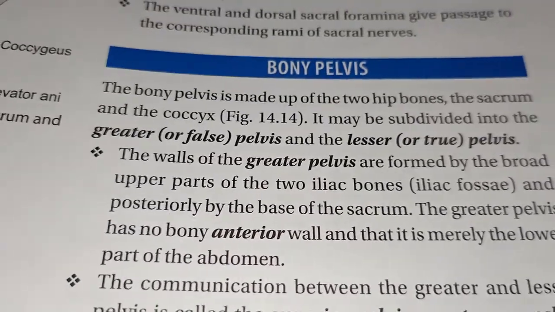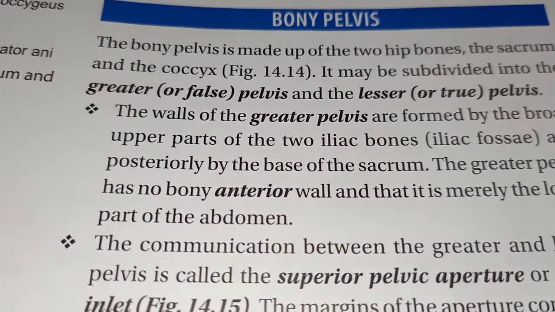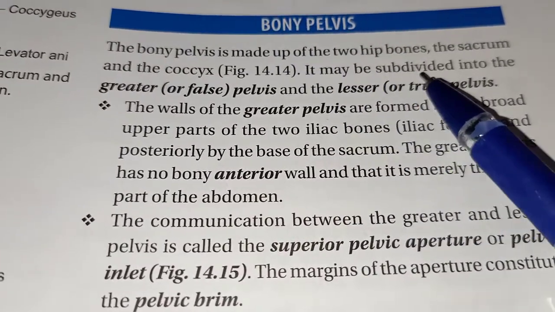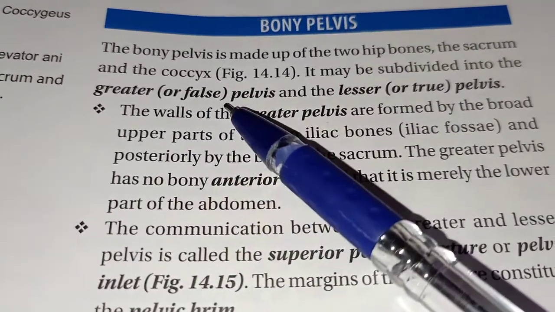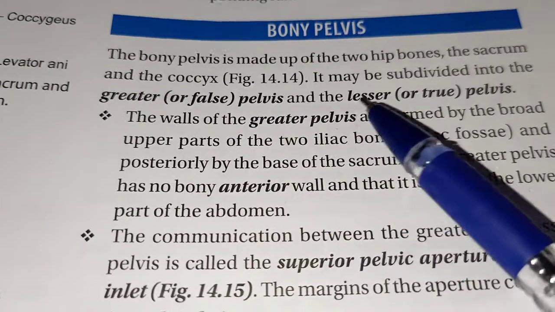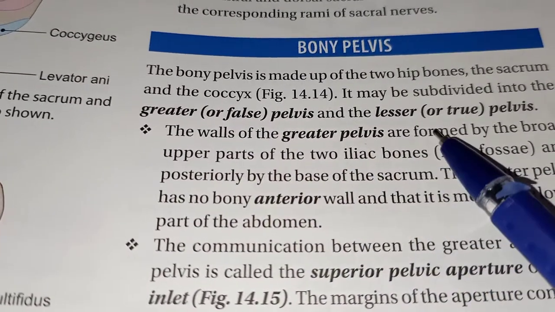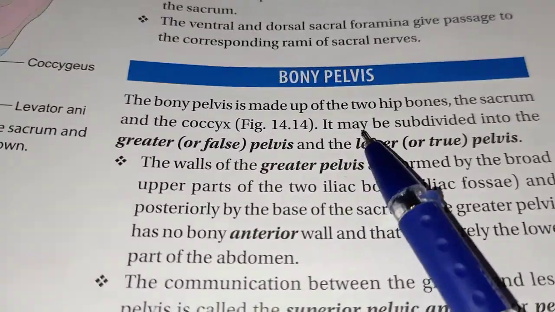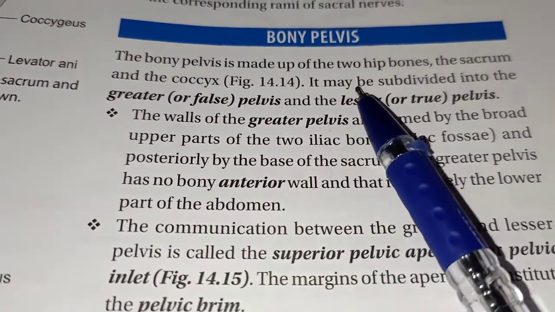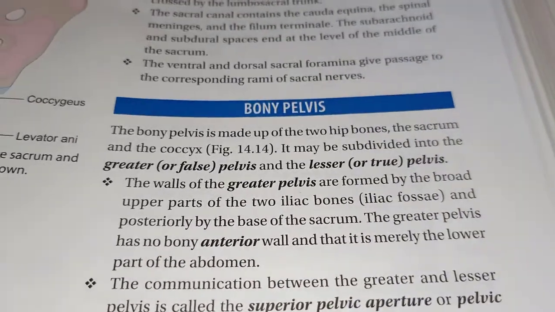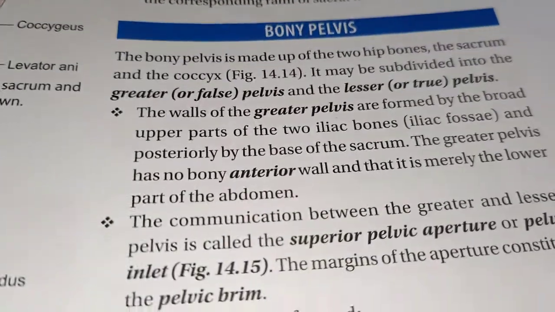Okay, now what is bony pelvis? The bony pelvis is made up of two hip bones, the sacrum and the coccyx. It may be subdivided into greater or false pelvis and lesser or true pelvis. So the hip bones, the sacrum and the coccyx together form the bony pelvis.